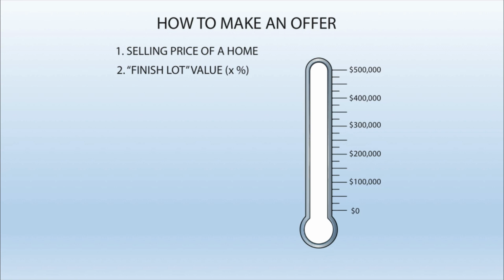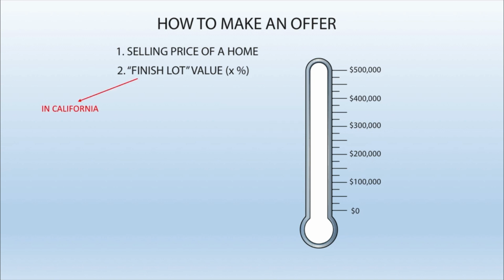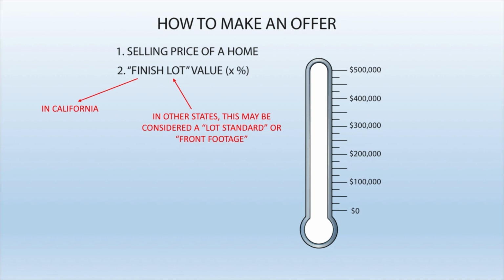There's a percentage that comes from that, and you can find that from your realtor or your land broker or whoever, but you'll find out what that current standard is. Now, keep in mind, it fluctuates, just like I mentioned, depending on what the market is currently bearing. So again, sometimes it could be 50%, sometimes it could be 45% of what the selling prices are. In our example, we're going to use 40%, which is kind of where we're at today. And as I mentioned, you're going to see some things in this example that may be different from state to state. For instance, the finished lot value is a California thing. Other states may analyze property as a lot standard or even a front footage. So just keep that in mind.